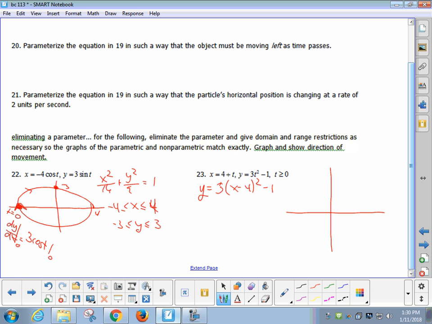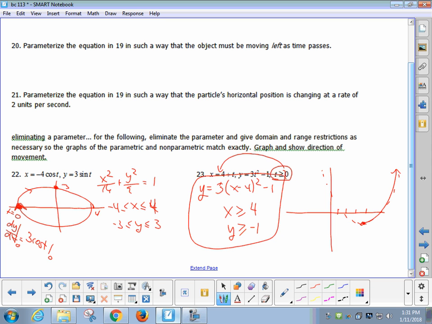What is the graph? A parabola shifted right 4 and down 1. Now on the surface then it feels like this, but let's go back. If time is greater than or equal to 0, then can x be negative infinity? No, x must be greater than or equal to 4, and y must be greater than or equal to -1. You've got to restrict the domain and the range for good measure. And so that means it's not this whole graph, it's just here.